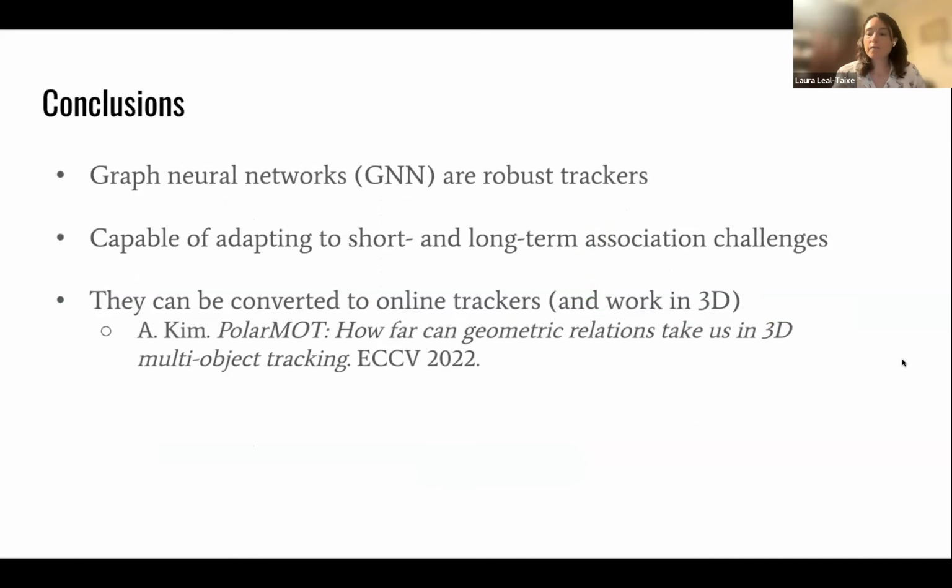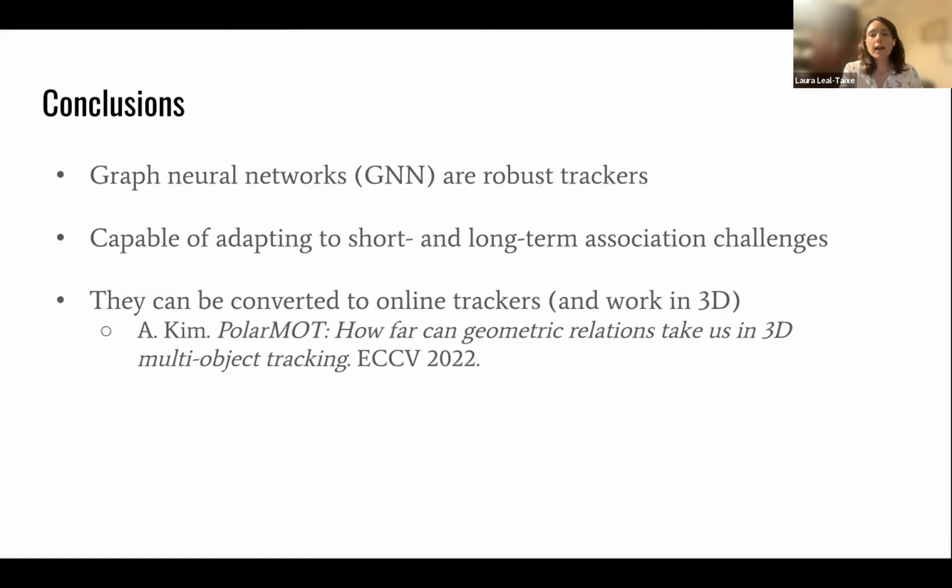Okay, so I want to leave quite some time for discussion. What I've presented, and hopefully convinced you of, is that graph neural networks are actually really powerful and robust trackers. They are capable of adapting to short and long-term association challenges, which is perfect because now we don't need to engineer every bit and piece and put some features for short tracking, then some features for midterm tracking and some others for long-term tracking. We just put everything in there and the neural network is going to learn which features to use at each time.